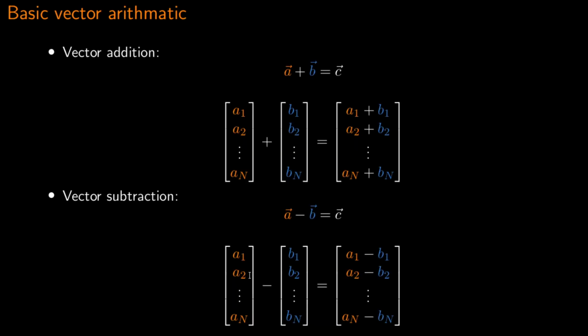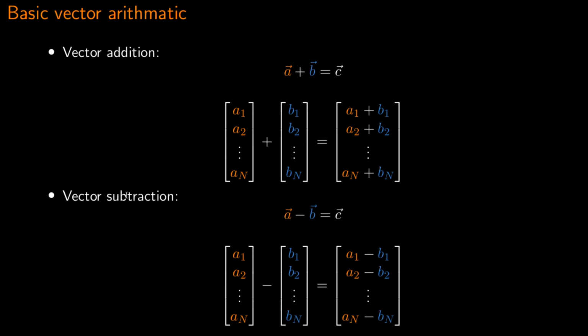Okay, so very basic vector arithmetic. We want to consider vector addition, so we have the vector A plus the vector B, and this is going to give us the vector C. So we can represent that in this notation like this. We have our vector A here, elements A1 through to AN, and our vector B with elements B1 through to Bn, and the addition of those two vectors simply gives us the result C, where the elements are A1 plus B1, A2 plus B2 through to AN plus Bn.